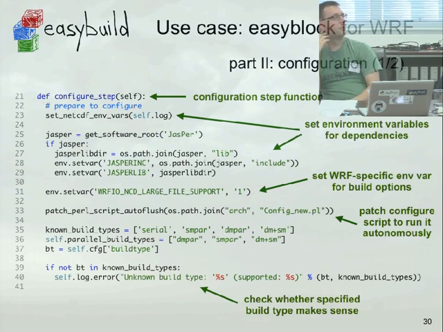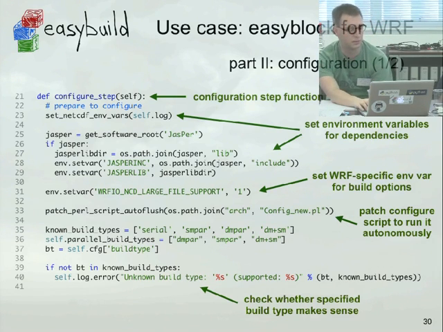And then we have a list of build types we know about, and we check which one is specified and whether it makes sense. We also know which ones are parallel. We need to know that for a particular reason, I don't know why. So if something other than serial, smpar, dmpar, or dm+sm is specified, then something is wrong, and the user doesn't know what he's doing. That's the first part, preparing to configure.